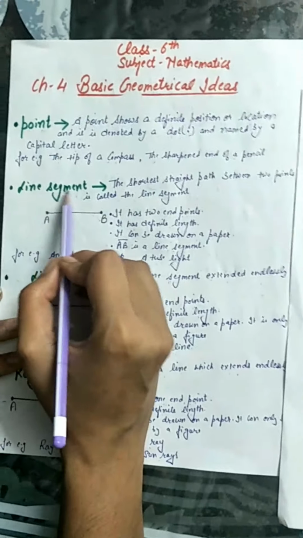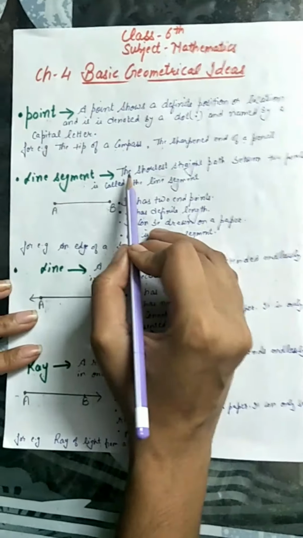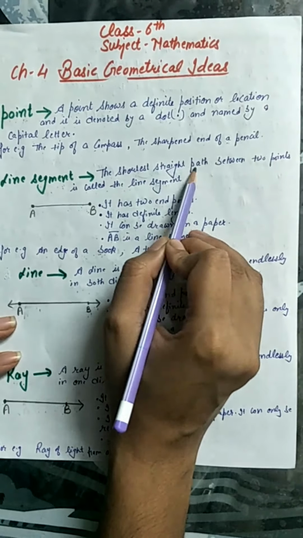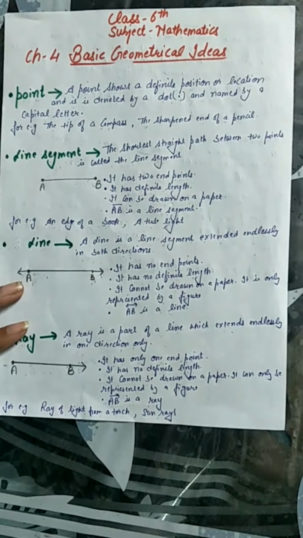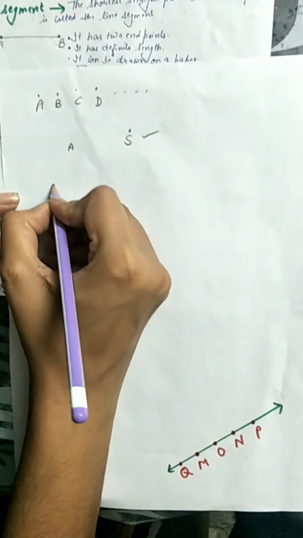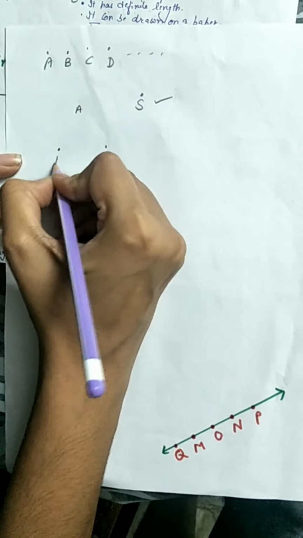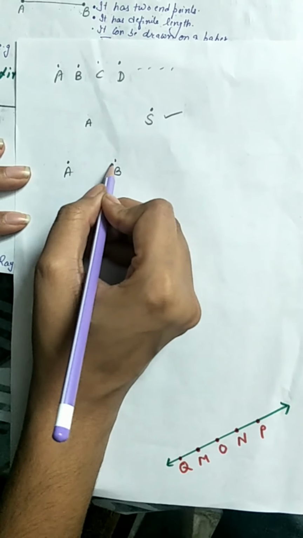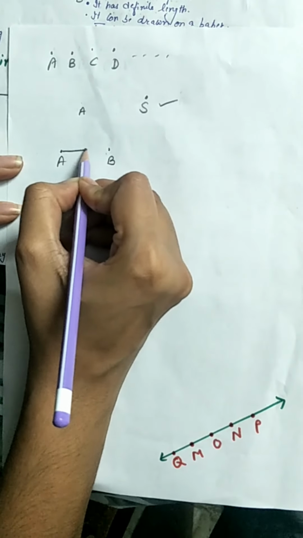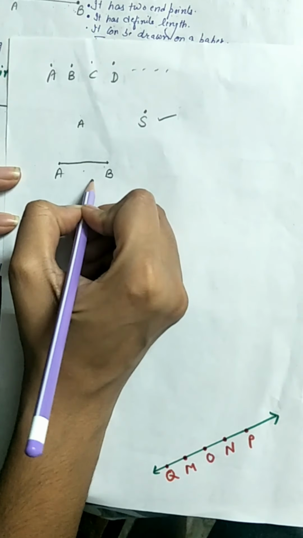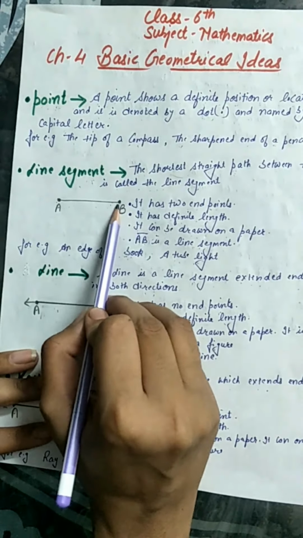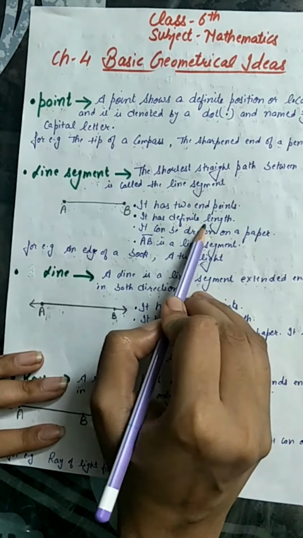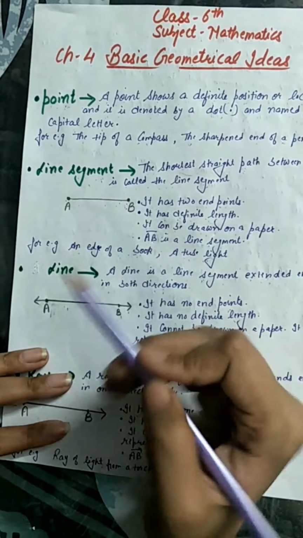Now see, next, line segment. What is a line segment? The shortest straight path between two points is called a line segment. Students, see here. Let A and B be the two points. The straight path from A to B is called the line segment AB. It has two endpoints. It has a definite length, which can be measured.